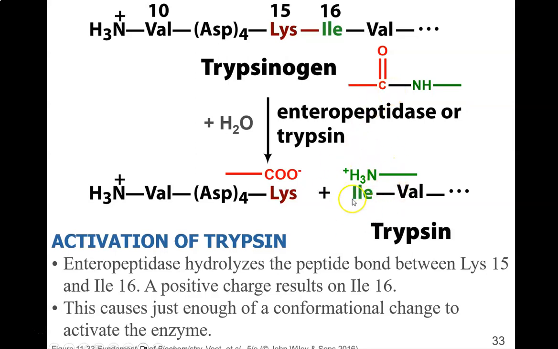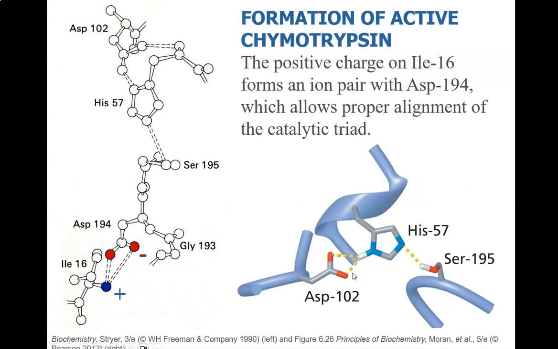So let's zoom in on this isoleucine right here. That has an NH3+. Remember over here when the peptide bond was intact, it's not positively charged. So what happens is, look down here at the bottom on the left. Here's isoleucine where it's blue. That's the NH3+. And the isoleucine forms an ion pair with Asp-194, which just happens to be next to Ser-195. And then that kind of pulls the His-57 and the Asp-102 into place, and now we have our active triad.